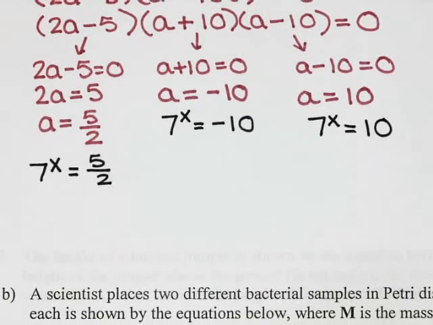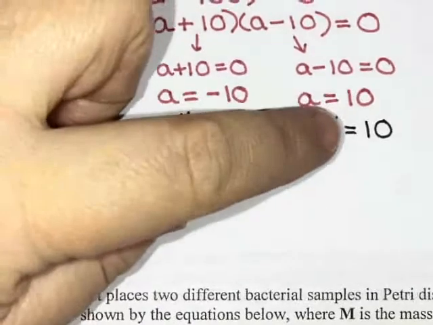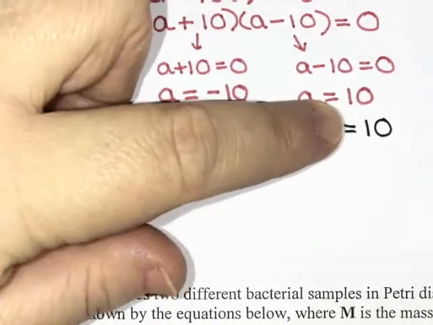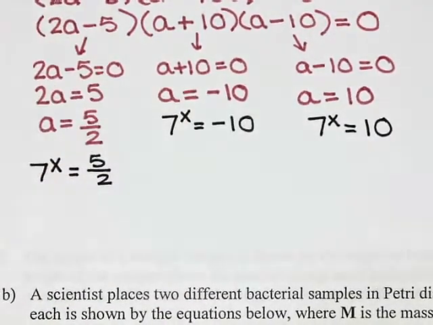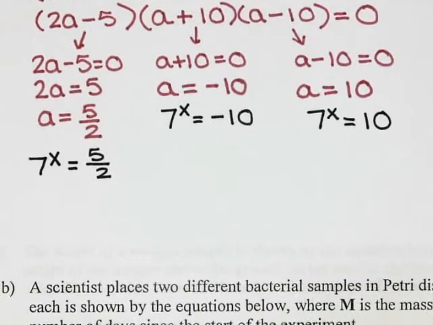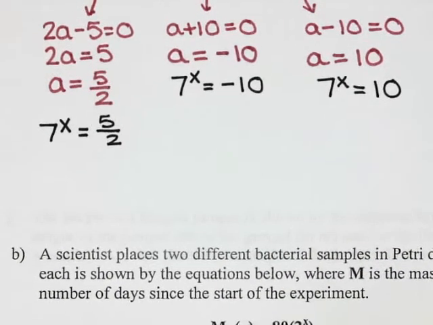Okay, so how do I solve from here? How do I find what x is? So on the previous examples, we tried to write them as powers of the same base. But 5 over 2 is not a nice power of 7. Neither is 10. 10 is not a nice power of 7, and neither is negative 10. So there is another strategy, and that is using logs.